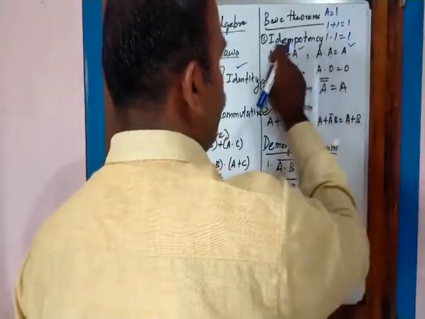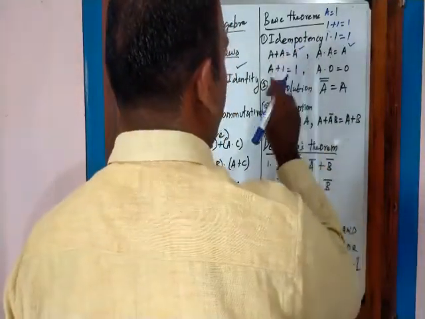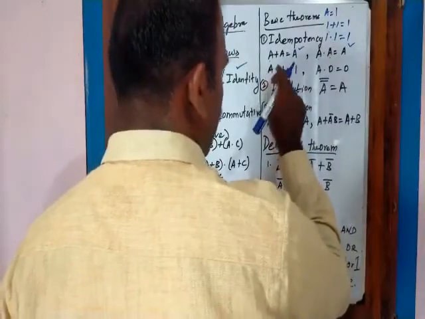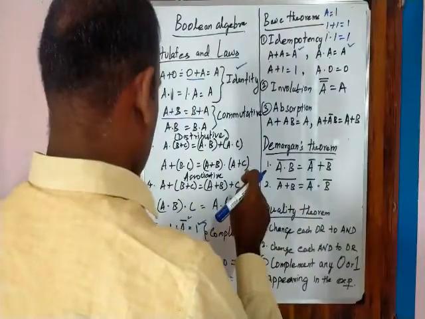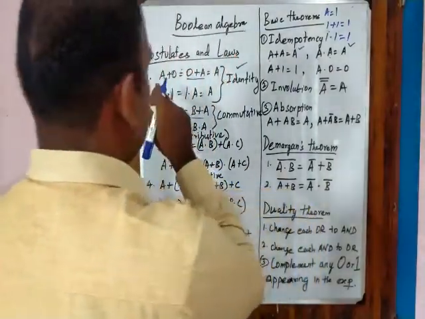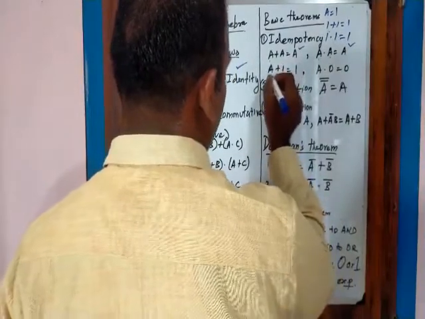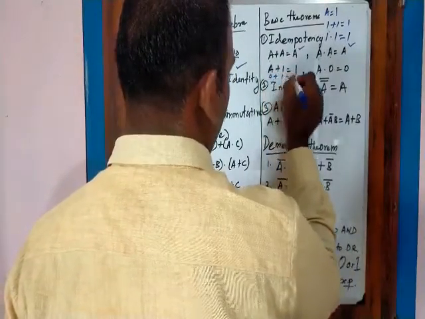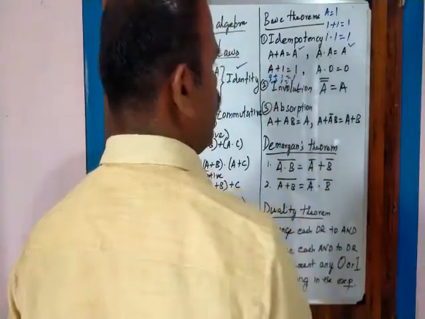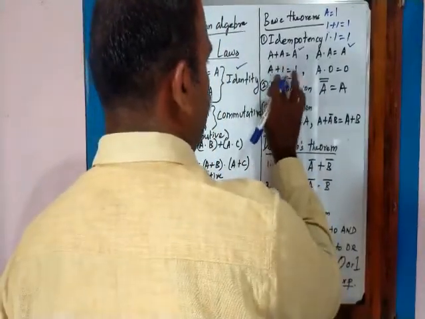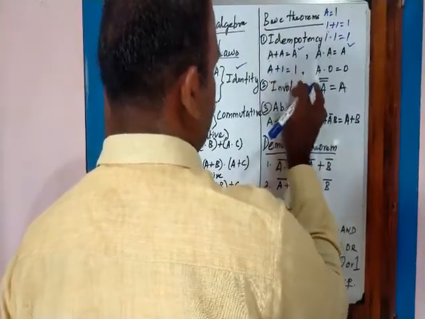So this is the idempotency theorem. Similarly, next, A OR with 1 equals 1. If you put 0 plus 1, it is also 1. If you put 1 plus 1, it is also 1. This is the idempotency theorem.